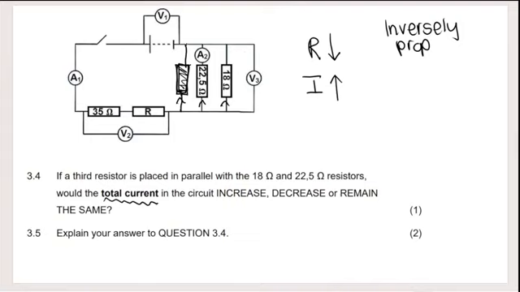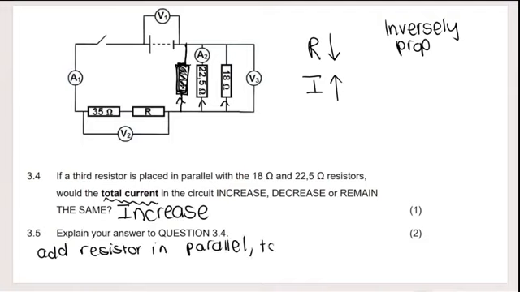So if I add another resistor, I'm adding another pathway. So resistance decreases. Total resistance decreases. And whatever resistance does, current does the opposite. So total current will increase. And your reason for this is: if I add a resistor in parallel, total resistance of the circuit decreases, and the reason why is because current is inversely proportional to resistance. Or you can write it in words.